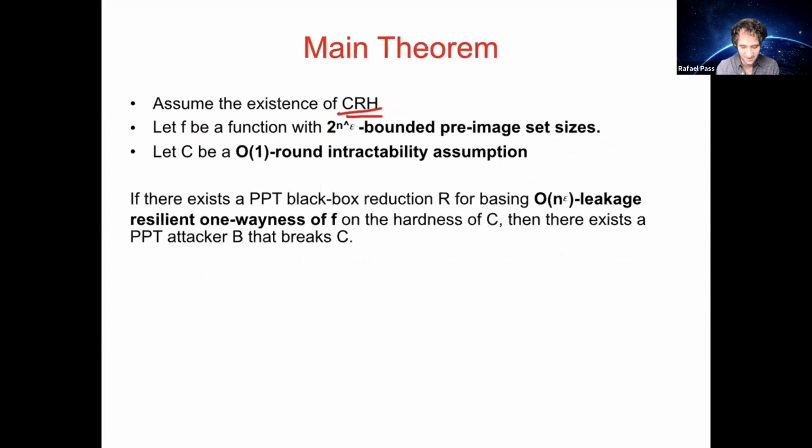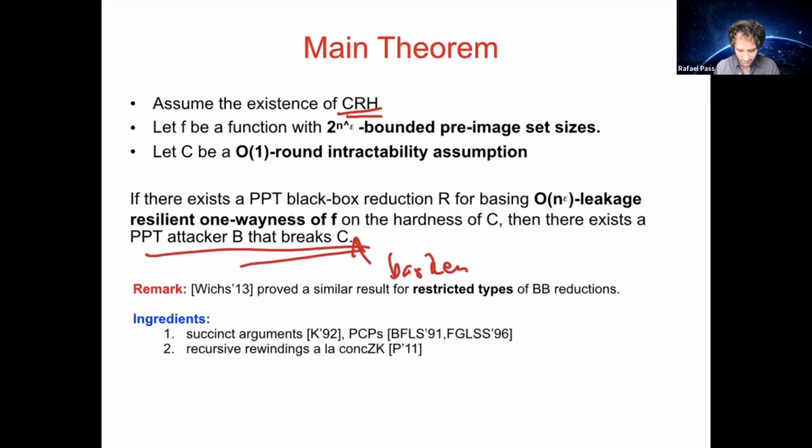And what we show is that if you have a black box reduction R for basing entropy-bounded leakage resilience of any function f, where this function f can be constructed in a fully non-black box way starting from C, the only thing I require is the reduction R using the attacker as a black box. So if you have a black box reduction for proving leakage resilience of f based on the hardness of C, in that case, there exists some other attacker B that breaks C. So in that case, this assumption C is broken. Right. So if there is a reduction, then the assumption must already be broken.